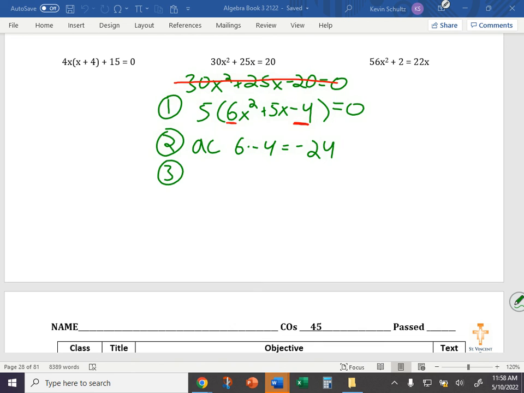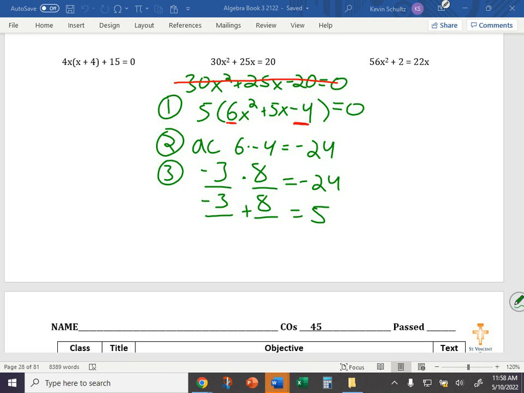So step 3 now, we're looking for 2 numbers that multiply to make negative 24. And those same numbers add to equal positive 5, our B term. What's the magic combination here? Multiply to make negative 24. So one's got to be negative to get that negative product. Yeah. Negative 3 and 8. Yes. Negative 3 times 8, negative 24. Negative 3 plus 8, positive 5.